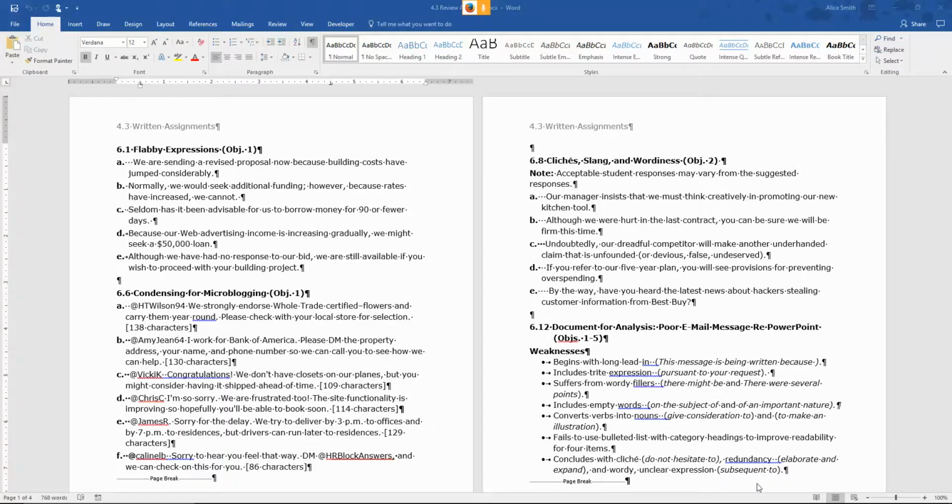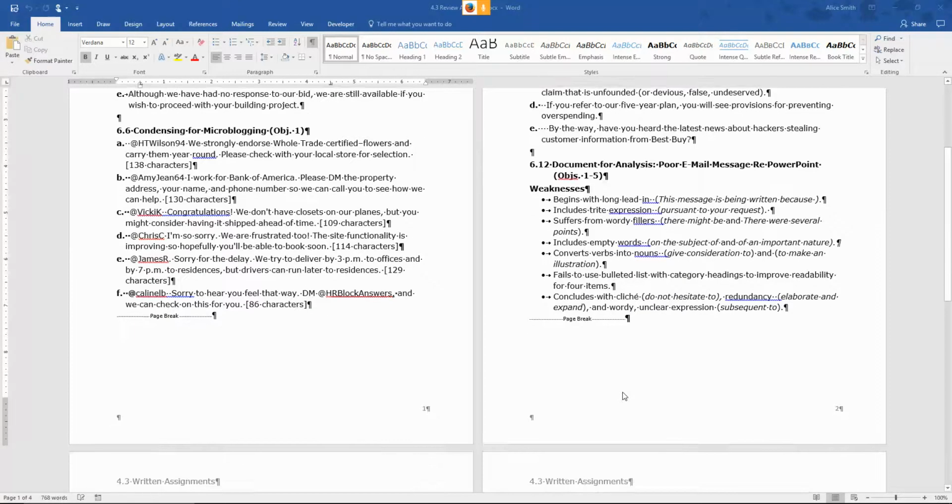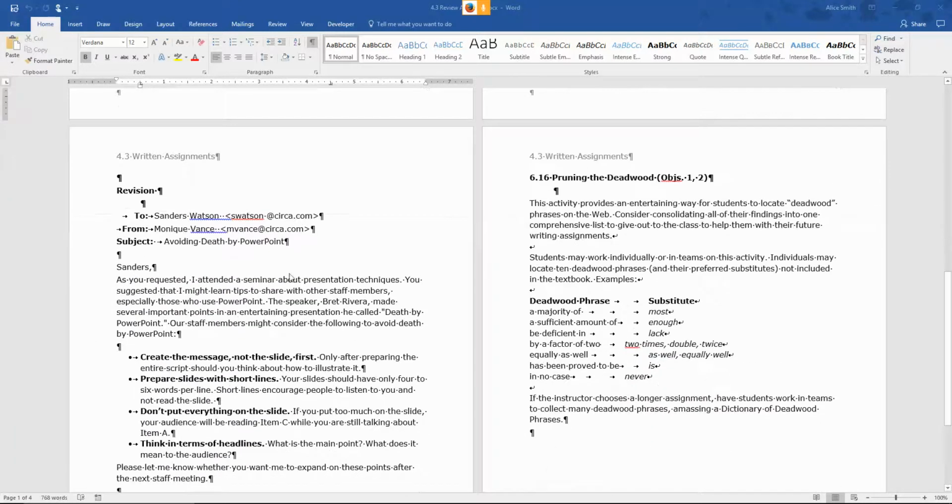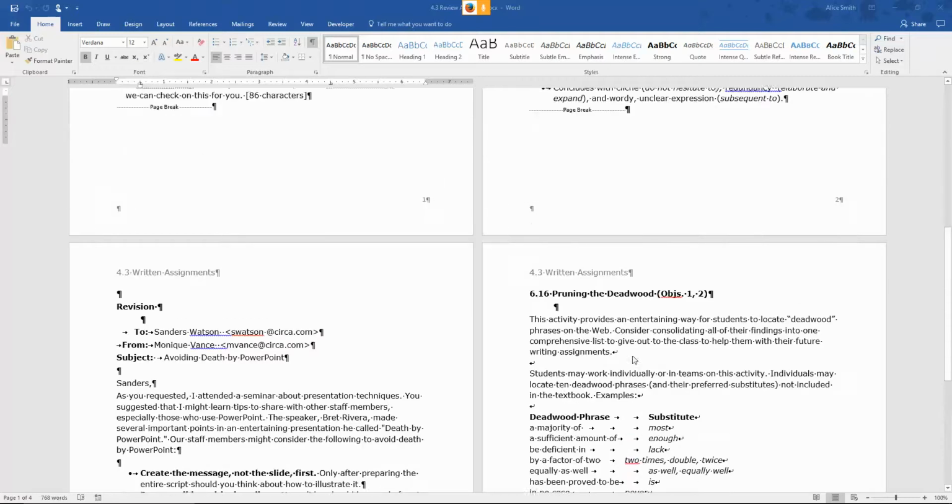Hi everyone, this is a brief explanation of your 4.3 assignment review activities. And let me explain a little bit of this to you. So there's 6.1, 6.6, 8, and 12, and then you have to do revision and then pruning.